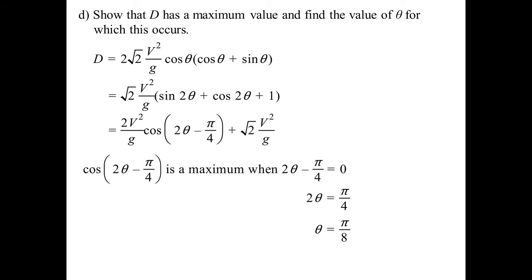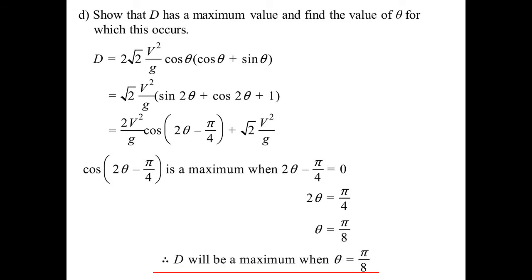I suppose it didn't say find the maximum value, did it? It just said show that it has a maximum value. All right, so I've shown it has a maximum value. Perhaps a bit of an explanation would have been nice there, to say how you knew that was going to have a maximum value.